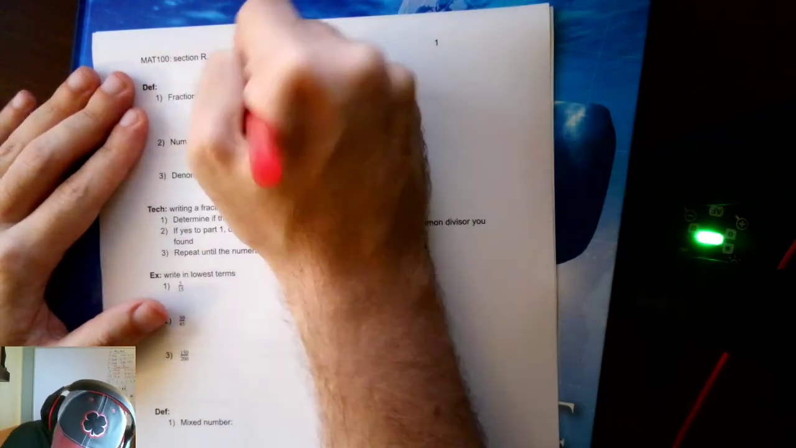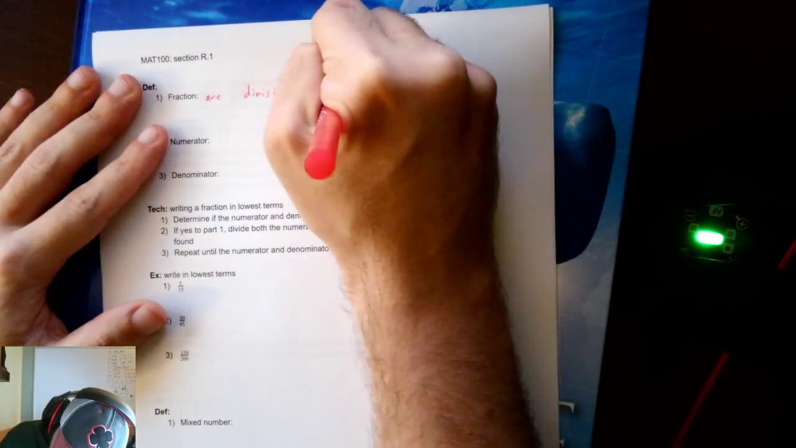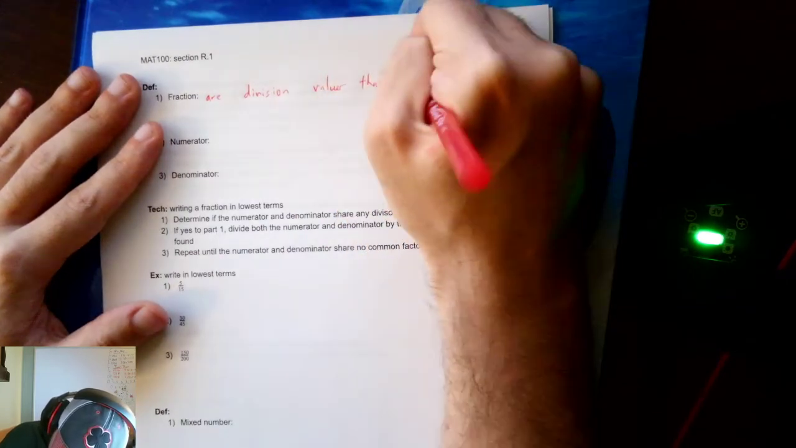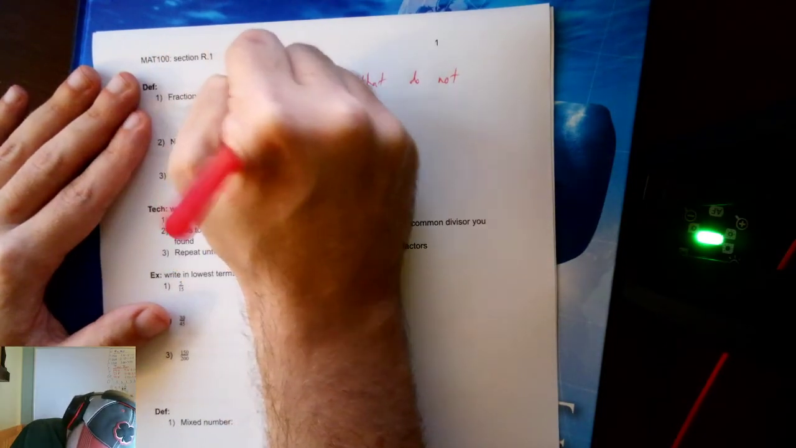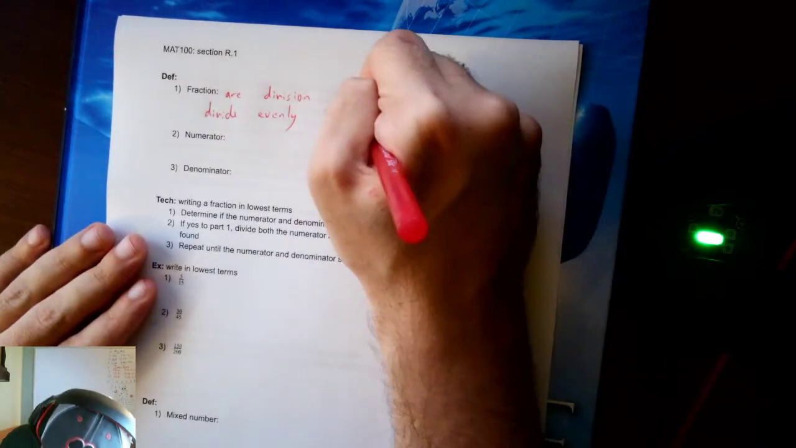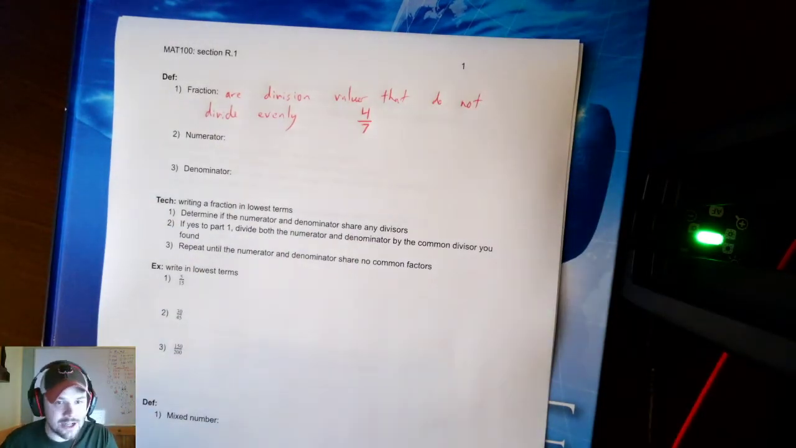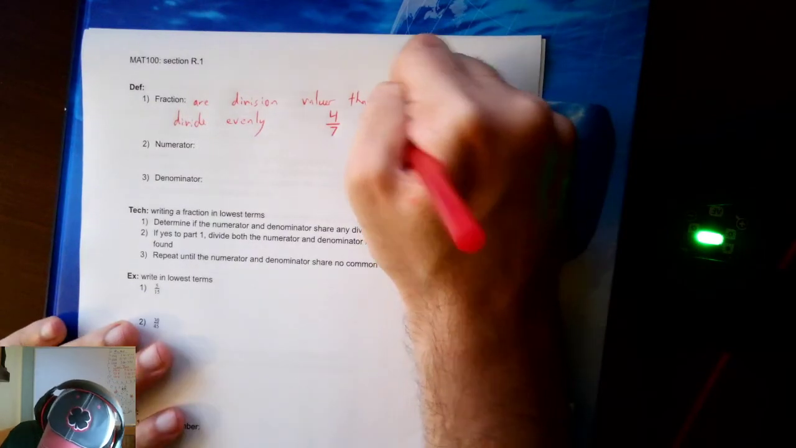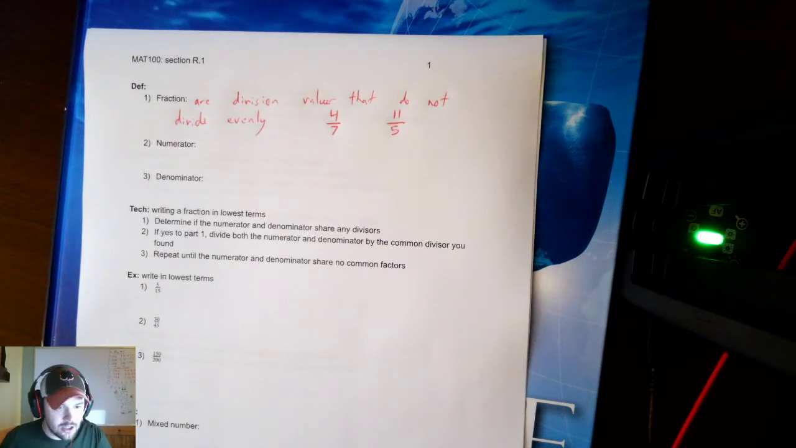What are fractions? Fractions are division values that do not divide evenly. An example, 4/7. That does not divide evenly, right? That's a fraction. Another example could be 11/5. That does not divide evenly. That is a fraction. So, what about numerator and denominator?